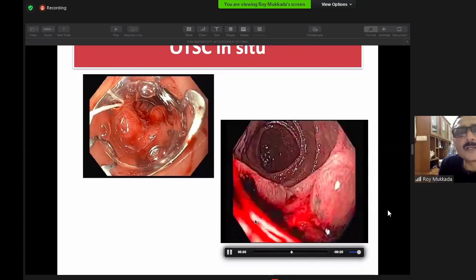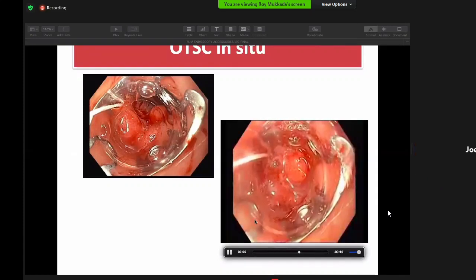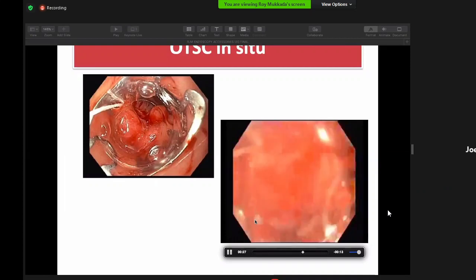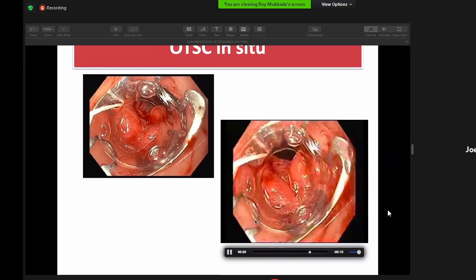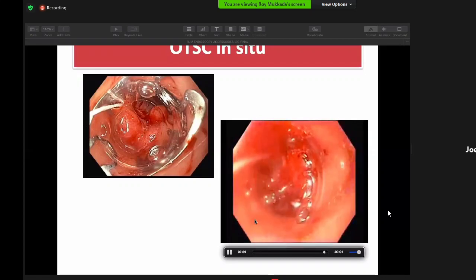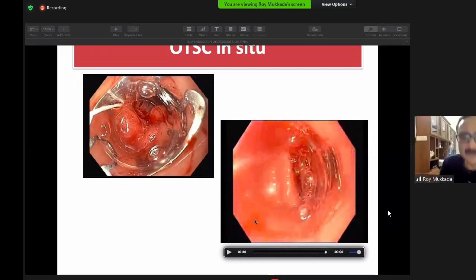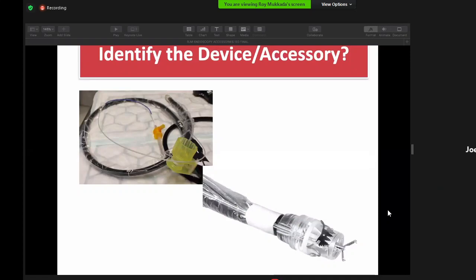How do you deploy this? There's a cap and you can suck the area. The steps are almost similar to banding. You suck the area and then you deploy the clip. So this is also a similar accessory where it is used.